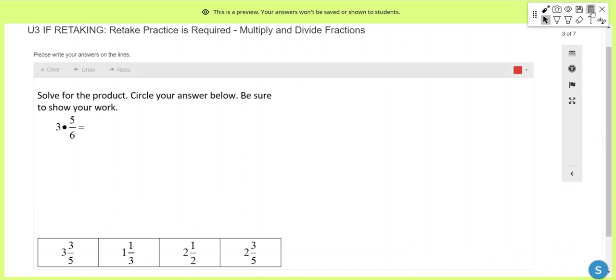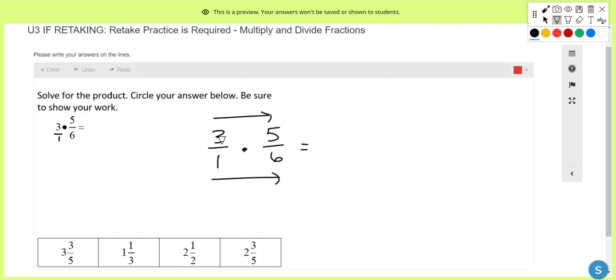For number 3, again, I have to multiply. Remember, when you have that single whole number, you have to give it a denominator of 1 because 3 divided by 1 is the same thing as 3. I'm going to write it a little bit bigger so that you can see my work. 3 over 1 times 5/6. Multiply across the top, multiply across the bottom. 3 times 5 is 15. 1 times 6 is 6.